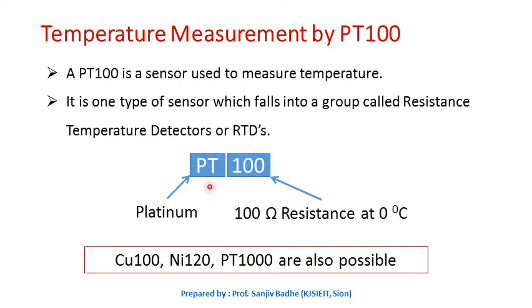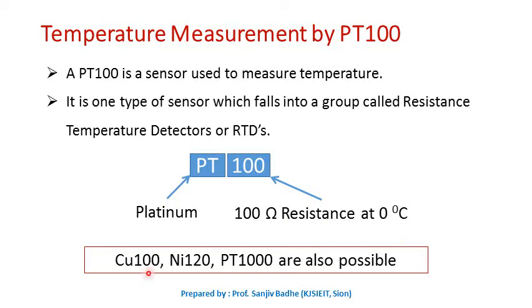In PT100, the first part PT stands for platinum, and the second part, the number 100, is nothing but the resistance of this sensor at 0 degree centigrade. So, this 100 ohm is the resistance of PT100 at 0 degree centigrade.